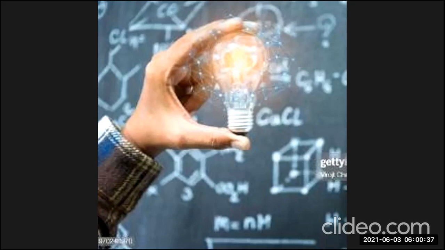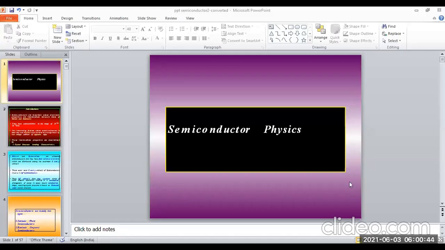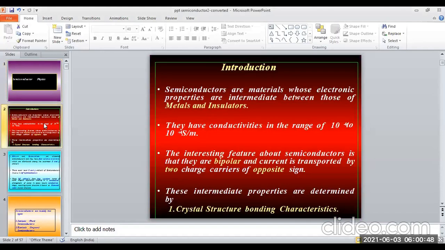Class, we'll just start our topic of semiconductors, right? So we just start with the semiconductor. So you already had information, right?